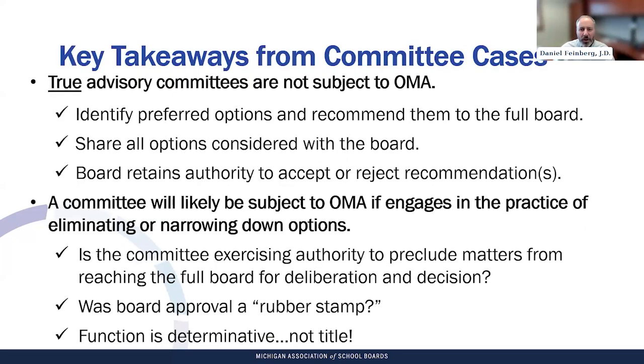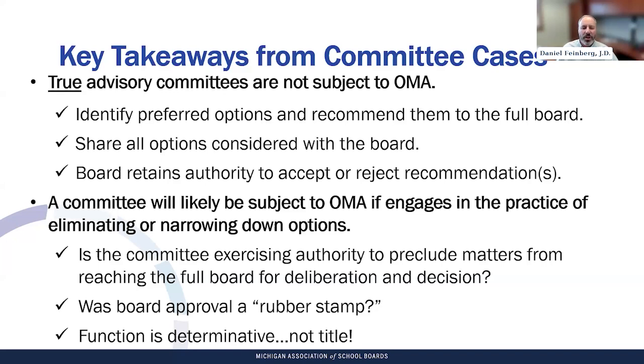So the key takeaways from the committee cases really are: a true advisory committee is not subject to the OMA. They identify preferred options and recommendations to the board, share all options considered with the board, but the board retains authority to accept and reject the recommendations. If you think back to the marijuana case, the board said they retained that authority, but they didn't do it. They just went, okay, yeah, here we go. We're going to work with this. So this concept of a true advisory committee gets a lot more murky. Committees will likely be subject to the OMA if they engage in practices of eliminating or narrowing down options.